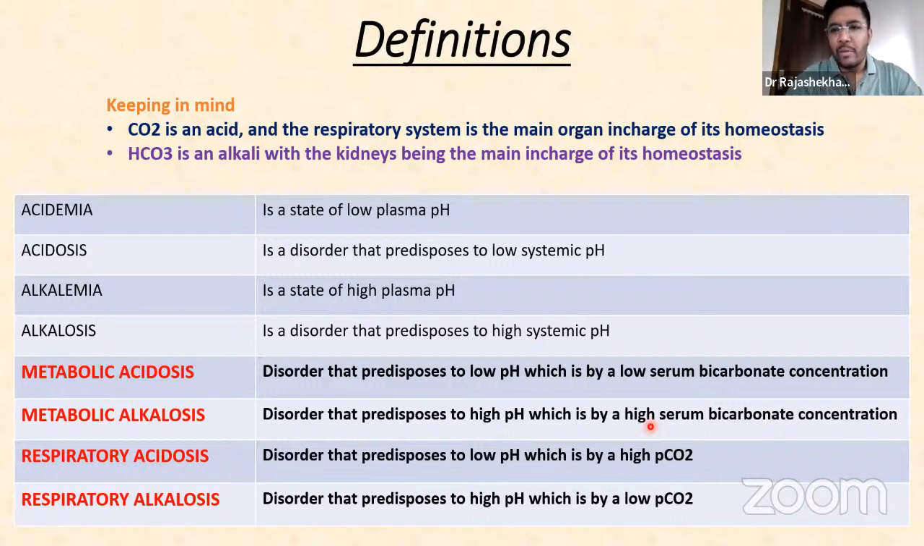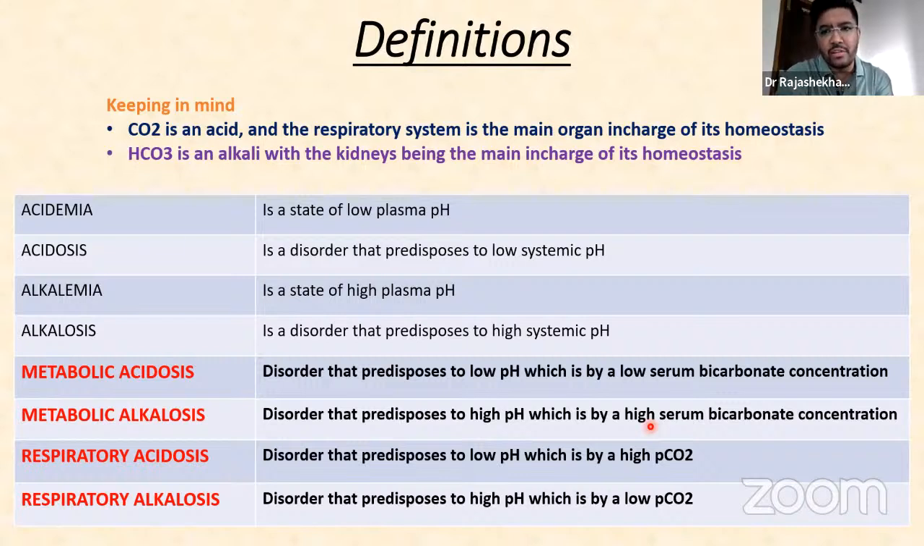For example, diabetic ketoacidosis may not have an abnormal pH. It can be normal, but we know it is a state of acidosis. Only when the pH goes below 7.35 do we call it acidemia. In some diseases, the condition can be compensated and the pH brought back to normal, so then we call it acidosis. It is the same with alkalemia and alkalosis. Alkalemia is an actual state of high plasma pH, whereas alkalosis is a disorder which predisposes to high systemic pH.